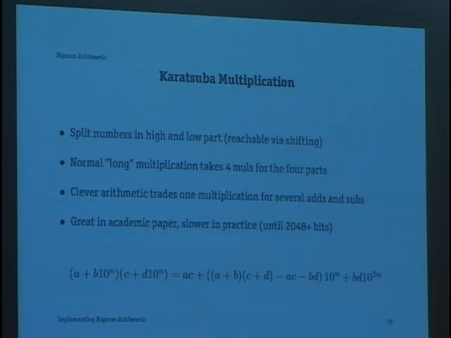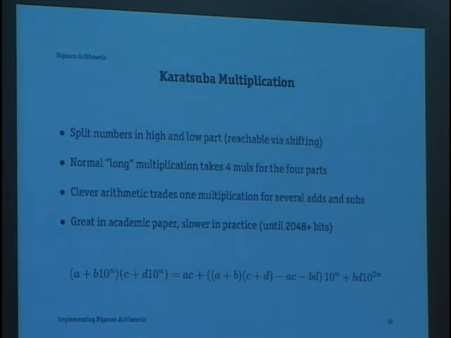The paper uses decimal arithmetic, like 10 to the power of something, but in computers you would use 2 to the power of something, right? So you would split them in half, and then you can do some clever formula tricks, and you end up reusing, like AC is used twice, right? So you get some more additions and subtractions, but instead of 4 multiplications per round, you use just 3. So this looks great in academic papers, but if you implement it, it turns out to be slower.